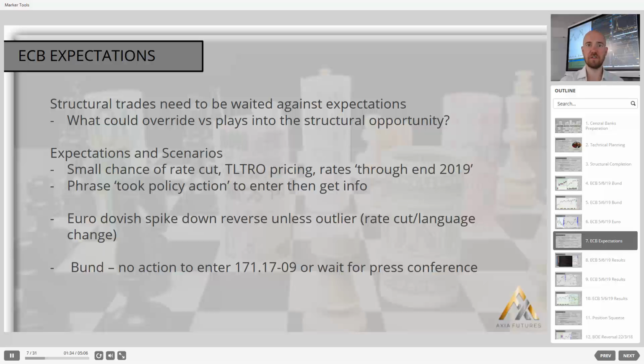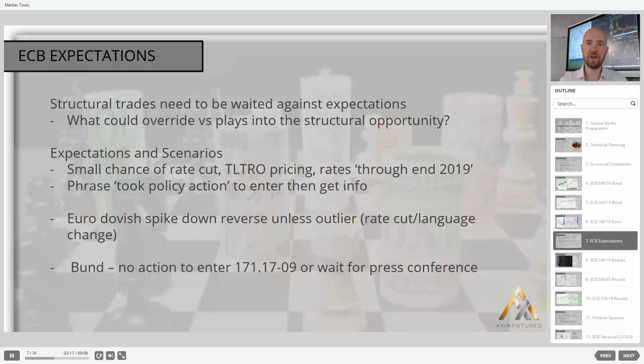They just started a new TLTRO, and this TLTRO was going to have the details of it published at the June meeting. That was the main expectation, and there was a lot of focus around the details of this. Anything else was a relatively small chance of a rate cut, or possible change to language. So their current language reference was that rates would stay at present levels through the end of 2019. There was a possibility that this gets changed to through spring, H1, H2 of 2020.